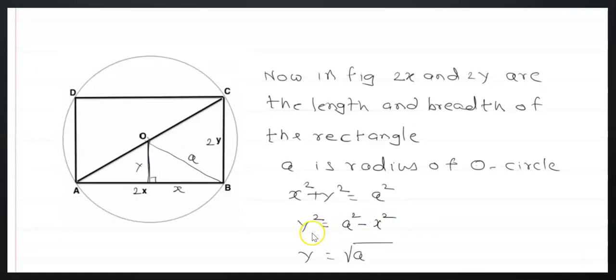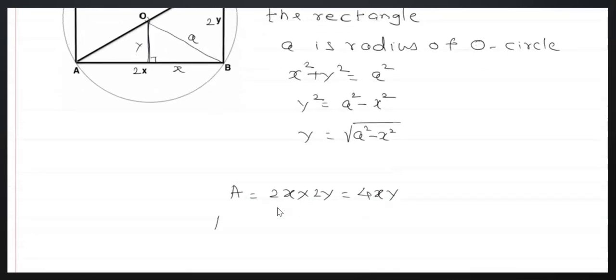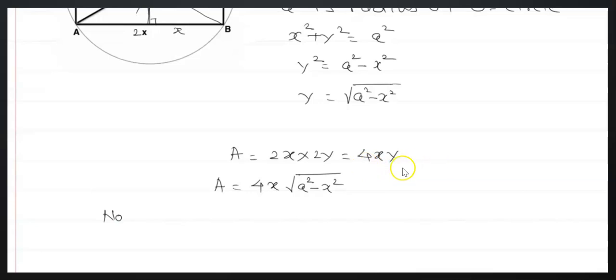y square is equal to a square minus x square. y is equal to root of a square minus x square. Now here we are finding the condition for the maximum area, and that's why we are taking the area of the rectangle, which is A equals 2x into 2y, that is equal to 4xy. Therefore, A is equal to 4x into root of a square minus x square.